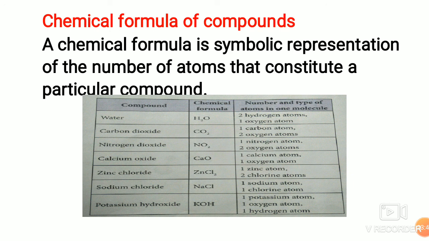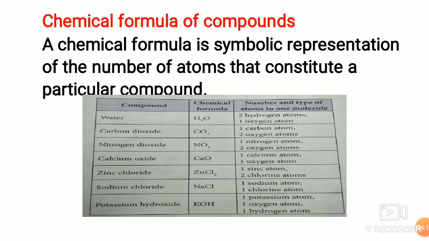Compounds, I told you, that is made up of or that contains 2 or more elements or pure substances chemically combined together in a definite ratio by mass, right? So when we talk about water, the chemical formula is H2O, which shows that it contains 2 atoms of hydrogen and 1 atom of oxygen. CO2, it contains 1 atom of carbon and 2 atoms of oxygen. Nitrogen dioxide, NO2. Calcium oxide, CaO.